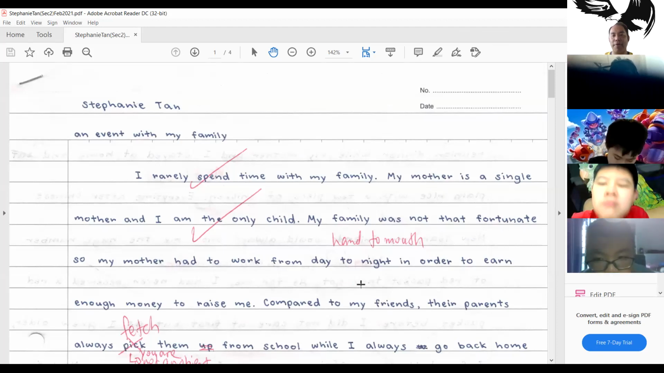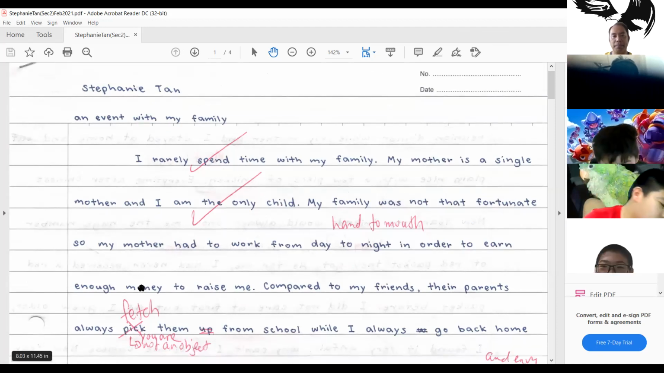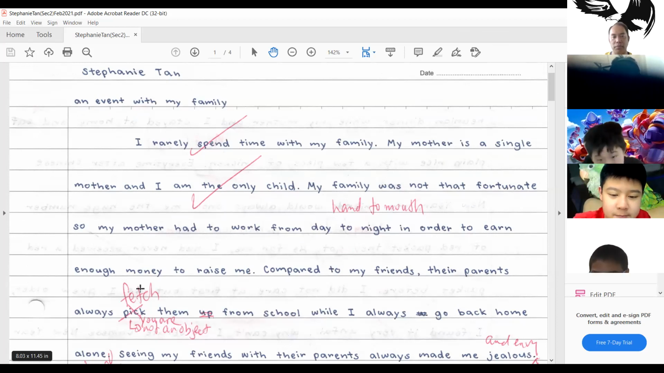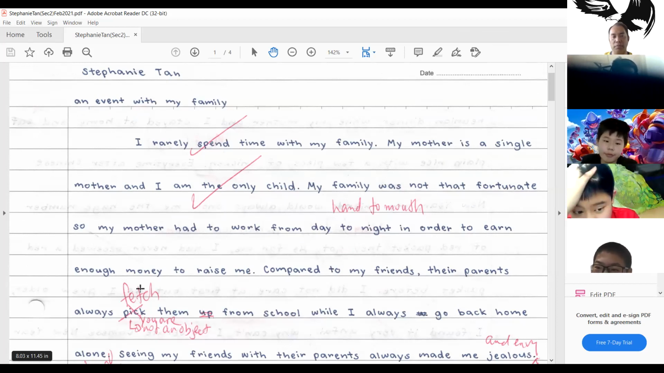An event with my family. I rarely spend time with my family. My mother is a single mother, and I am the only child. My family was not that fortunate, so my mother had to work from day to night in order to earn enough money to raise me.